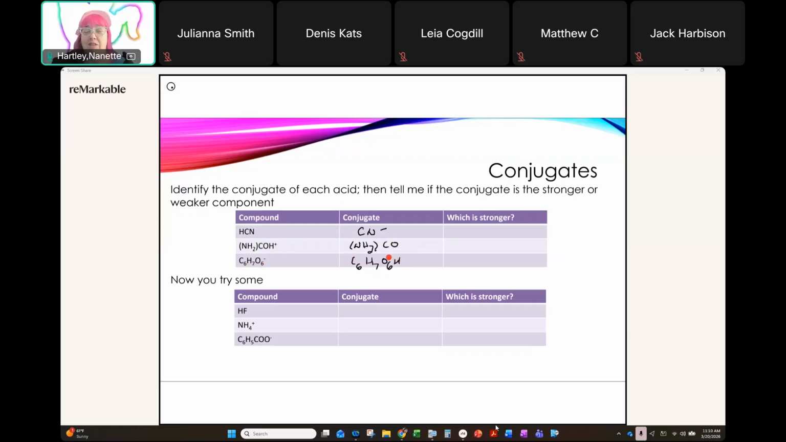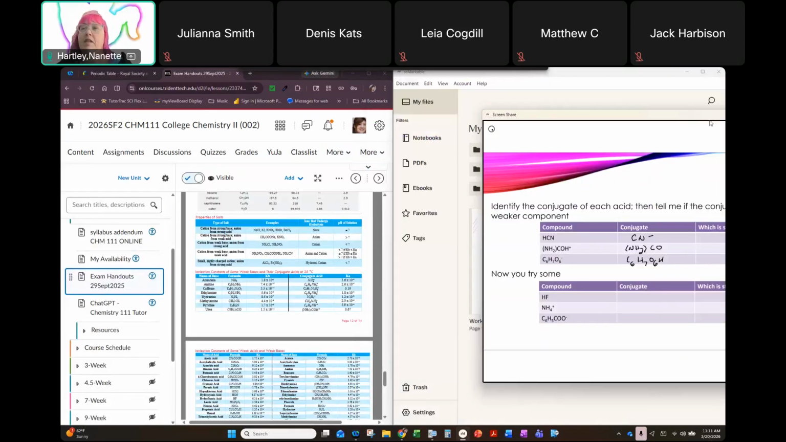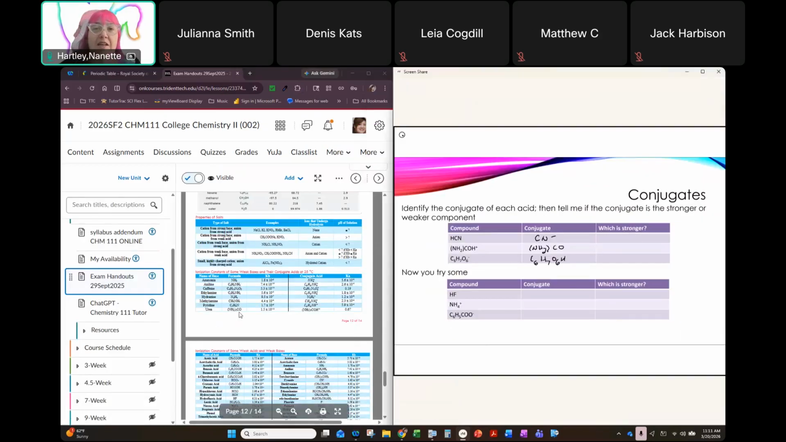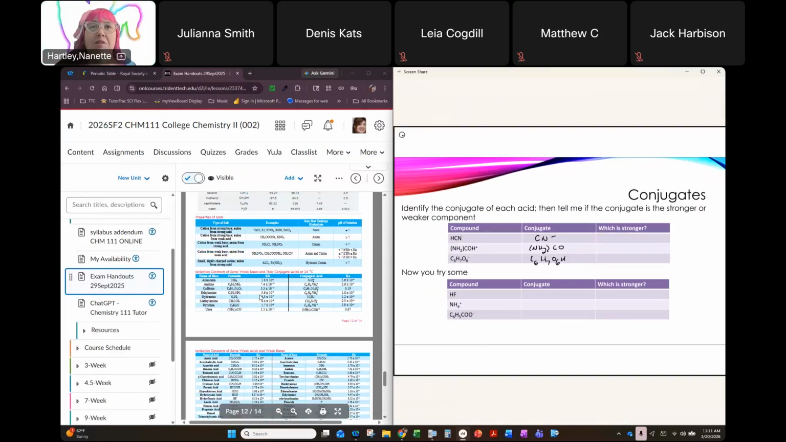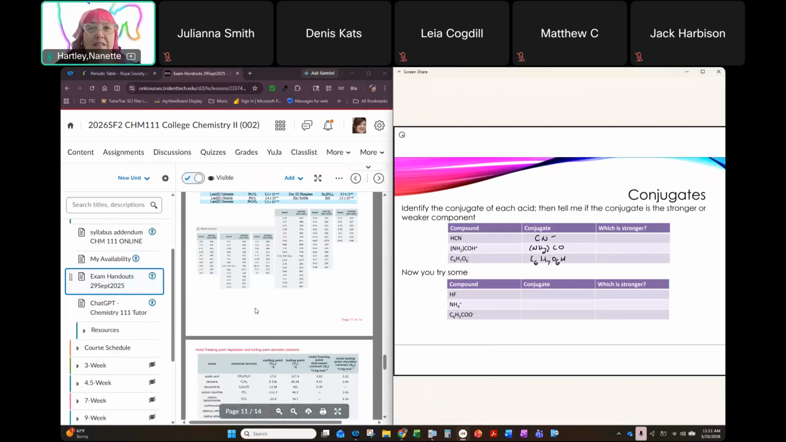Which is stronger, that I'm going to have to get some information about. So where would I get that information? Well, I would look at my exam handouts. So what I'm going to do is pull up my exam handouts and pull this over here, and pull this over here. We're going to see if we can find HCN in it. So I'm going to look at my weak acid table and see if I can find HCN. Do I see that in there? No, I don't. Do I see it in my strong acid list?